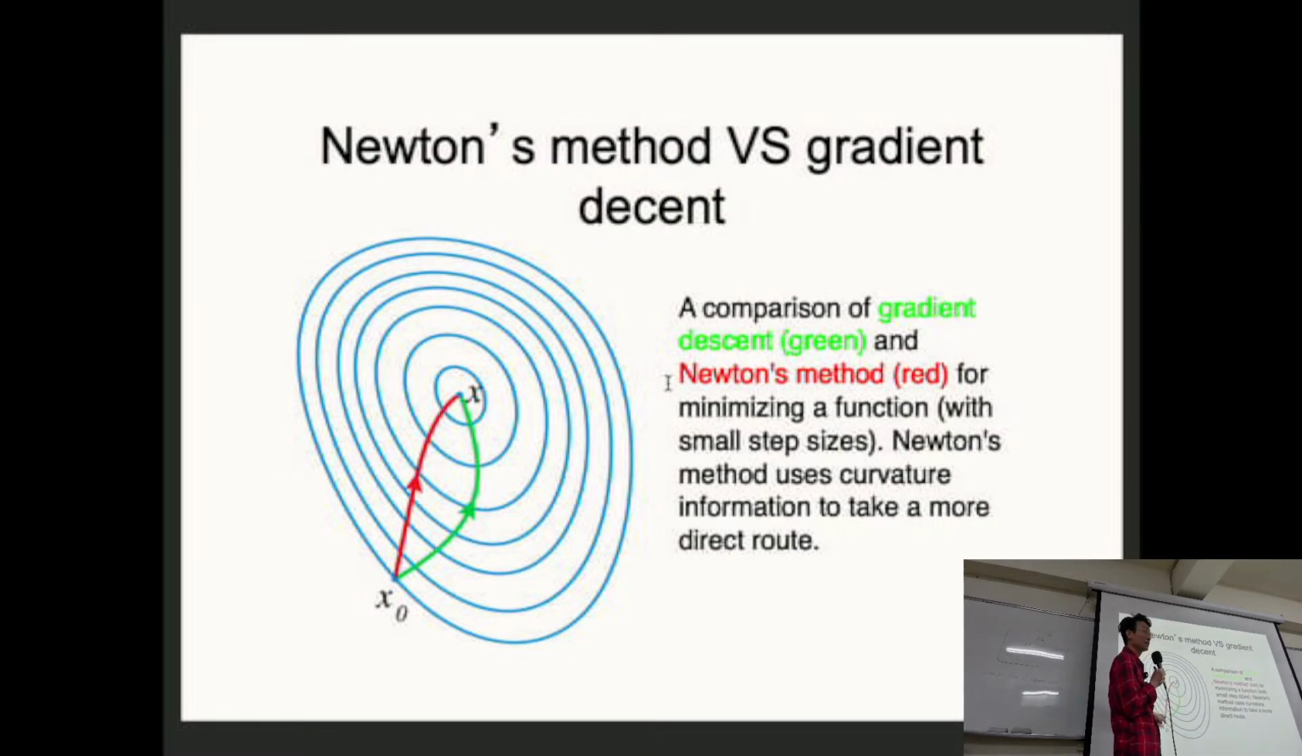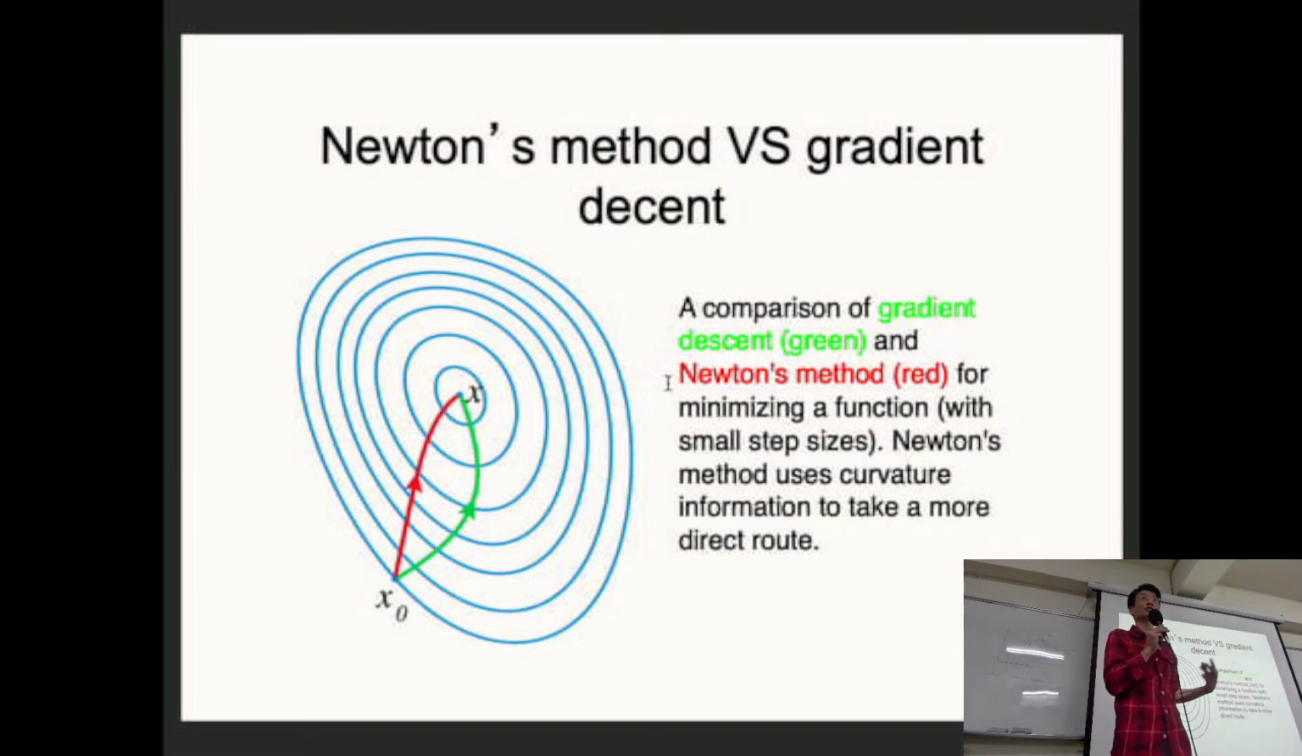But this one actually takes advantage of the curvature, the double derivative. The first derivative is the tangent, right? The slope. The second derivative is the curvature. Taking advantage of curvature, it knows where to go much faster to find a solution.